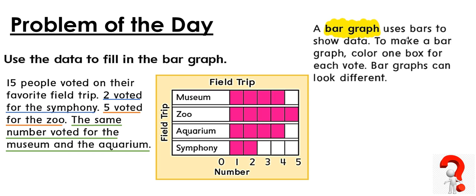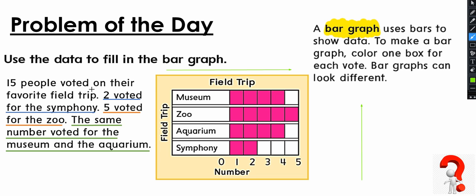The problem of the day. Now let's just remember what is a bar graph. A bar graph uses bars to show data. To make a bar graph, color one box for each vote. Bar graphs can look different. How can bar graphs look different? Do you remember that? We have here one bar graph which is going this way. Is it vertical or horizontal? Yes, this is a horizontal bar graph. And we can have also a bar graph that goes up. So today we are discussing this one, the horizontal bar graph.